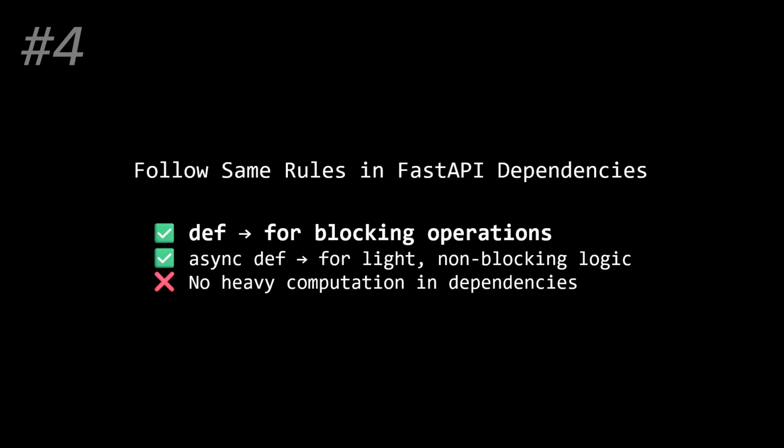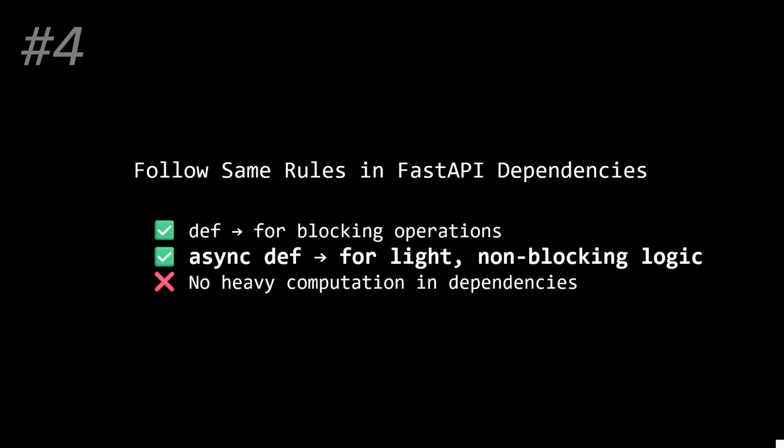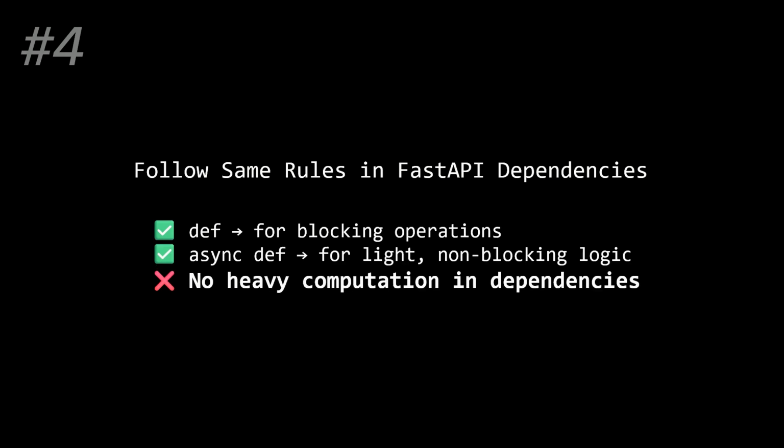Number 4, the previous rules for endpoints also apply to FastAPI dependencies. Define your dependency with def if you are doing any blocking operation inside. Use async def if it's lightweight, CPU bound, and entirely non-blocking, and don't perform any heavy computation inside your dependency.